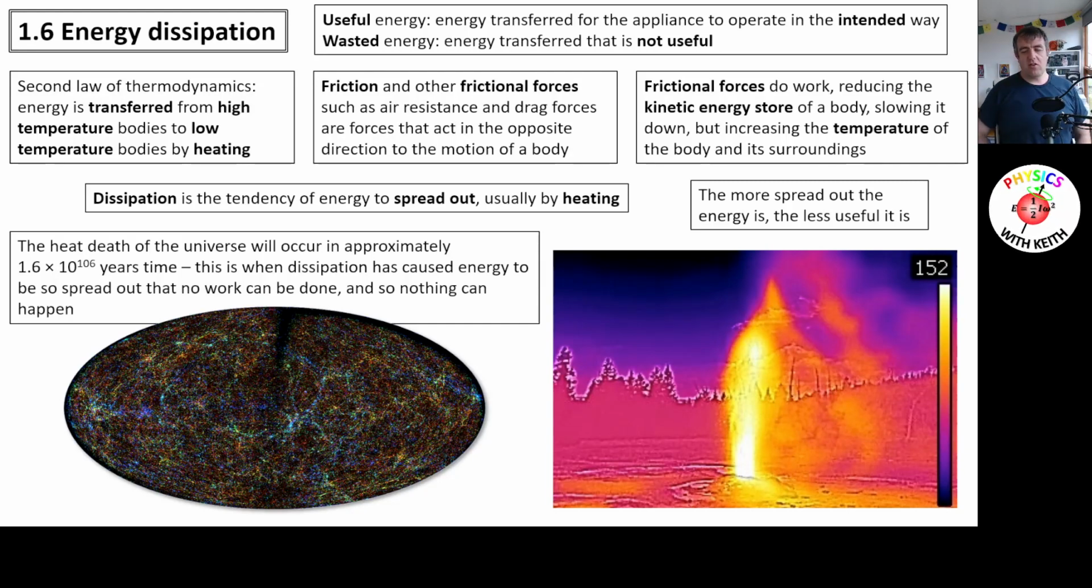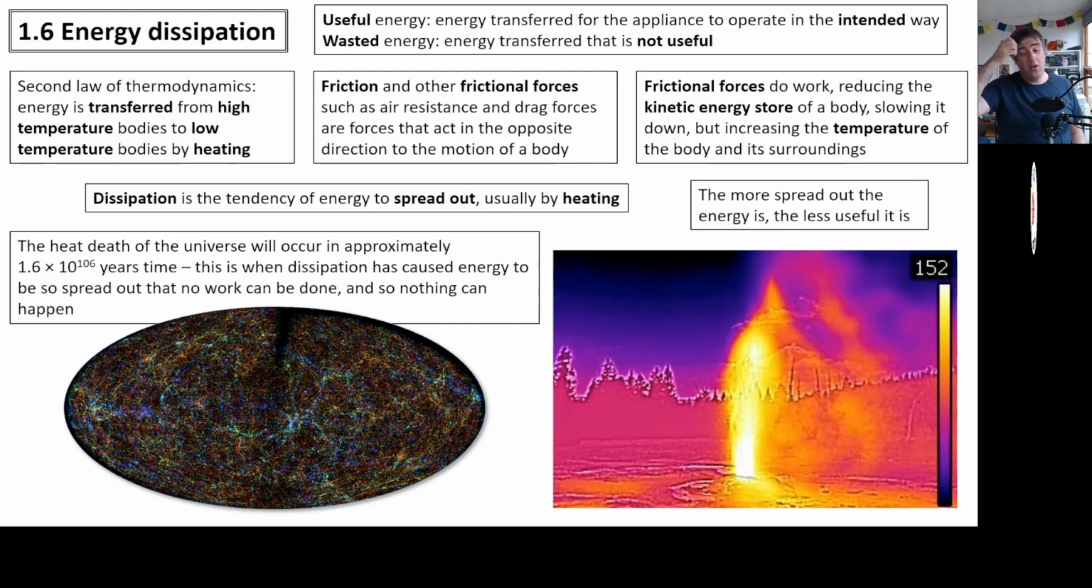And astrophysicists have calculated how long that's going to take to happen. It is 1, 6, and 105 zeros. It's a very, very long time, number of years. I'm not going to count all those zeros years.